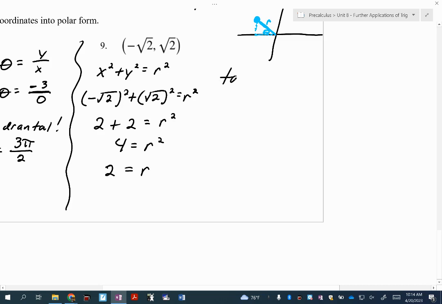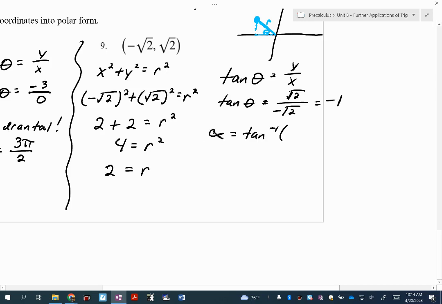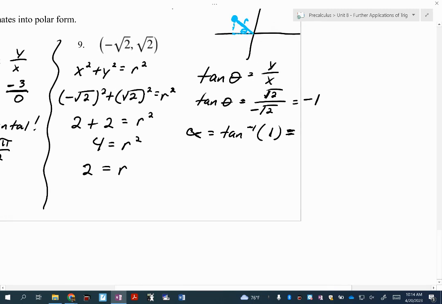Okay, let's find theta. The tangent of theta is y over x. So tangent of theta is equal to the square root of 2 over negative square root of 2, which is actually a negative 1. Now, what I do and what I taught you guys to do is to find the reference angle first, which is tangent to the negative first power of a positive 1. So ignore that negative. And if you go to your chart, this is not a quadrantal because it's tangent with a value of 1. That reference angle would be, in radians, pi over 4.